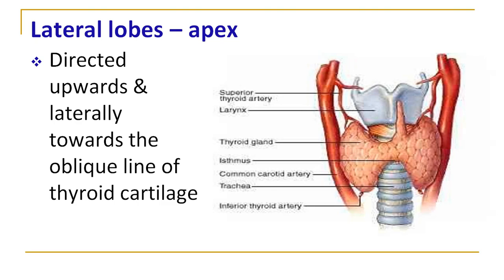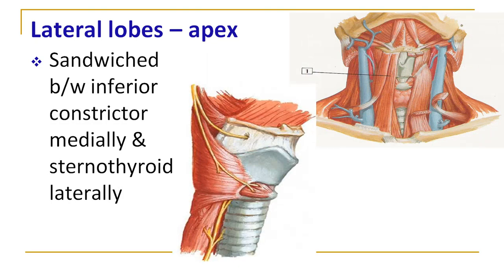The apex of the lateral lobe points upwards and laterally and extends as far as the oblique line of thyroid cartilage. That is the extent of the apex. And the apex gets sandwiched between the inferior constrictor muscle of the pharynx and the sternohyoid muscle, which is a muscle of the infrahyoid group. So the apex of the thyroid gland is sandwiched between the inferior constrictor of the pharynx and the sternohyoid and sternothyroid muscles on the other side.